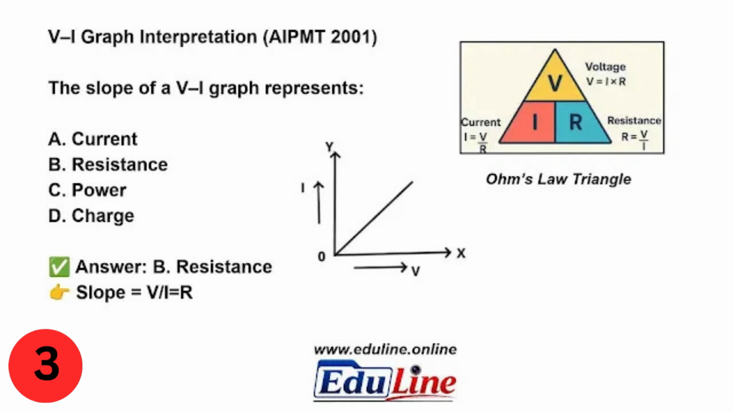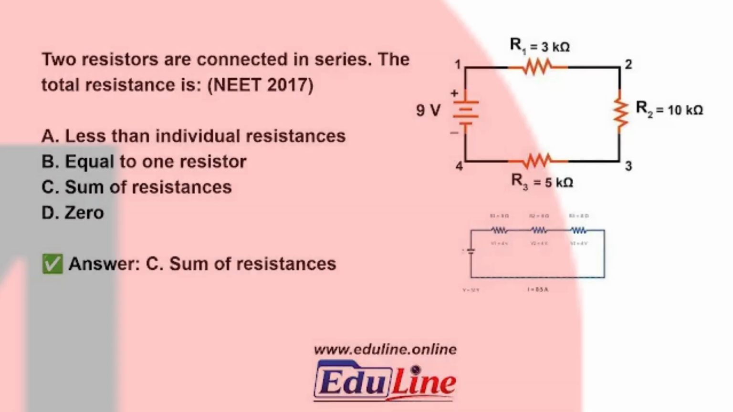Solution. In a graph where voltage is plotted against current, the slope shows how voltage changes with current. This relationship corresponds to resistance. Therefore, the slope of the graph represents resistance. Answer. Option B, resistance.